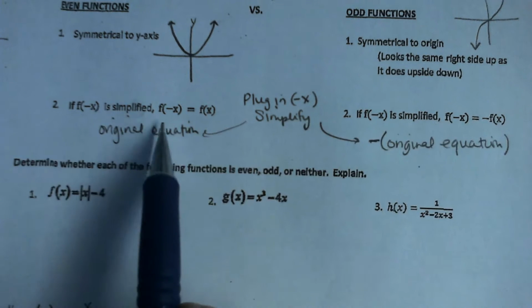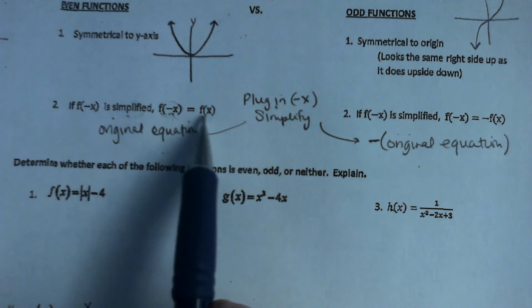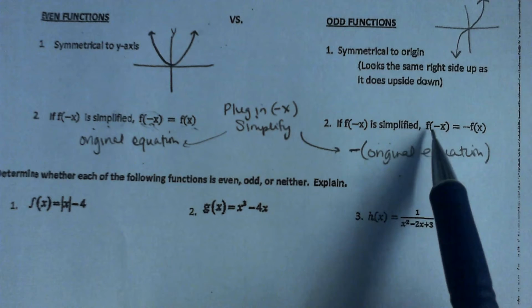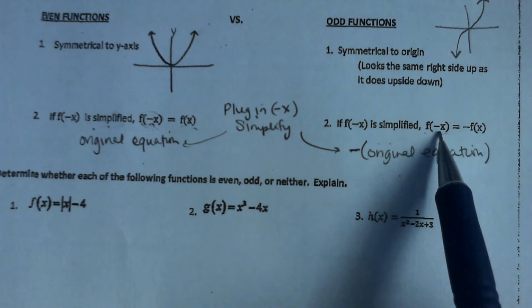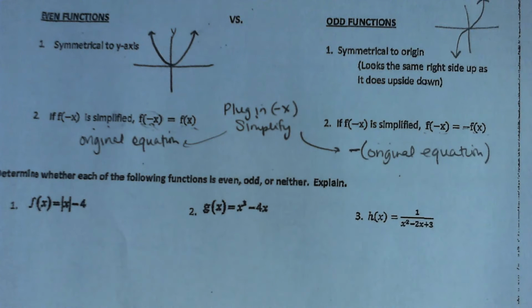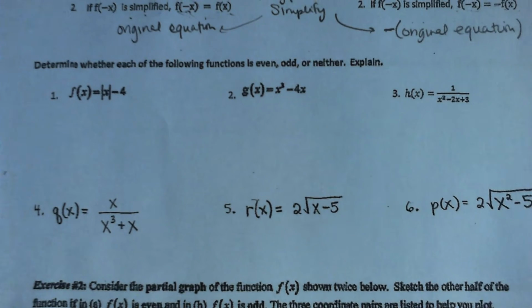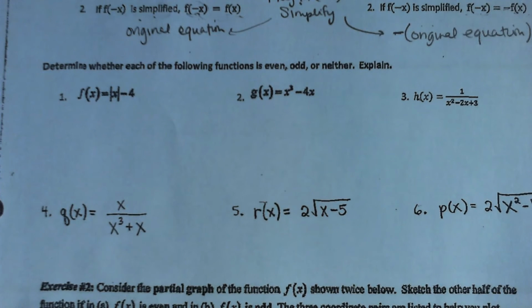So the notation here shows you are plugging in negative x, and when you simplify it, you get back the original f of x function. Here you are plugging in negative x, and you get back a negative version of the original function. Okay, so these examples below we're going to do algebraically first, and then we'll use the calculator to also confirm that.